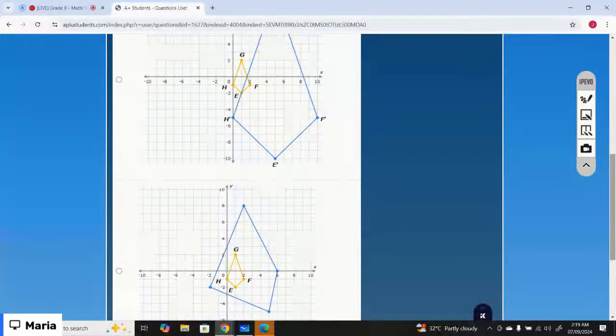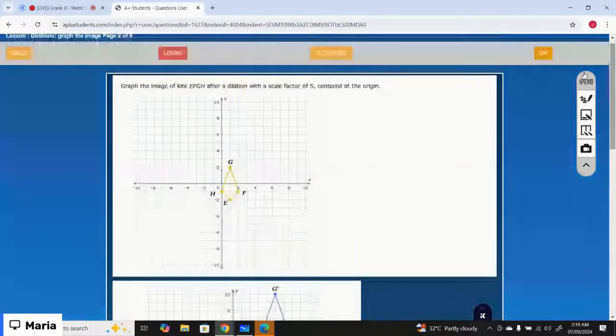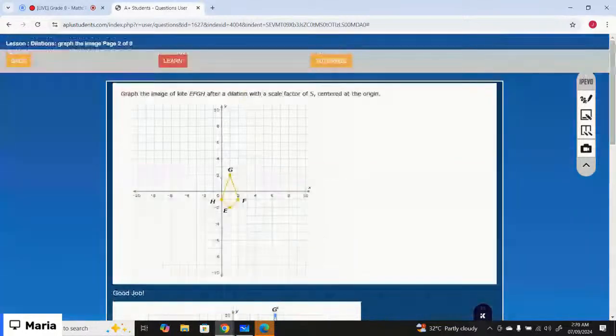Because the dilated image and the original image must have the same shape. So option number 1 is the correct option. Just the enlarged images, so they have the same shape.